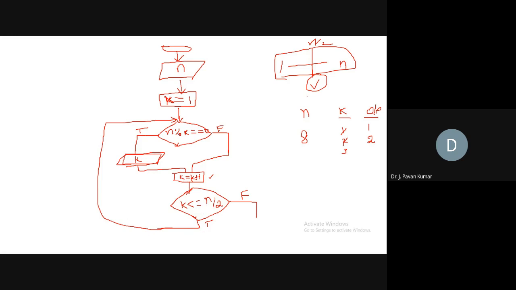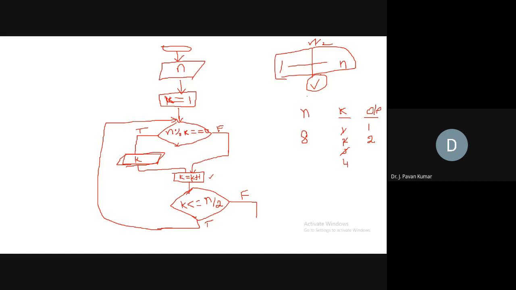So again it will check n mod k. What is n? 8. K is 3. N mod k, that is 8 mod 3, is not equal to 0. So it is false. Then it will come here. In this way it will come because it is false. So k value will be incremented. It will not display anything, it will just increment the k value.